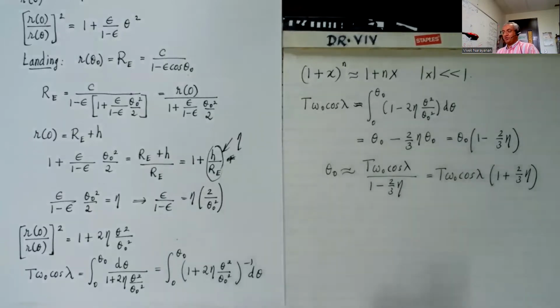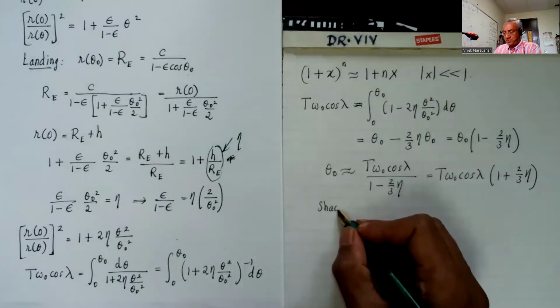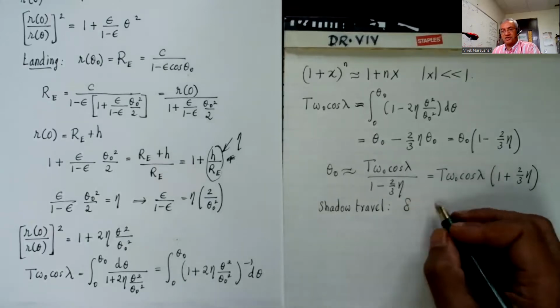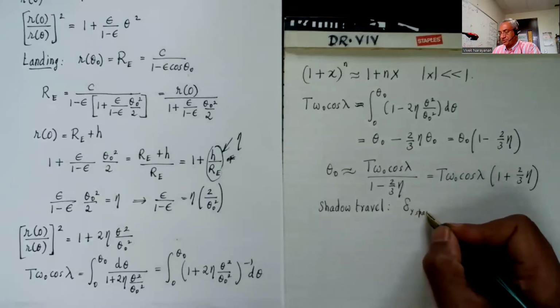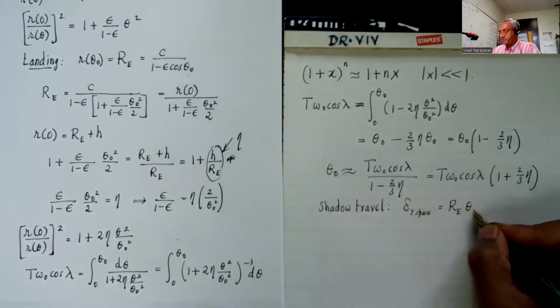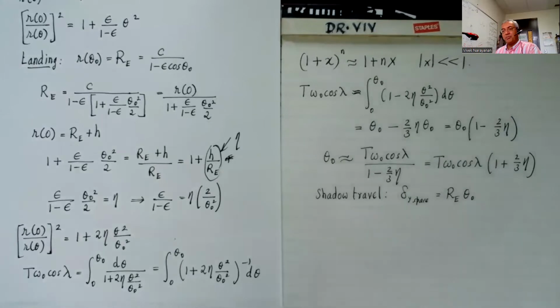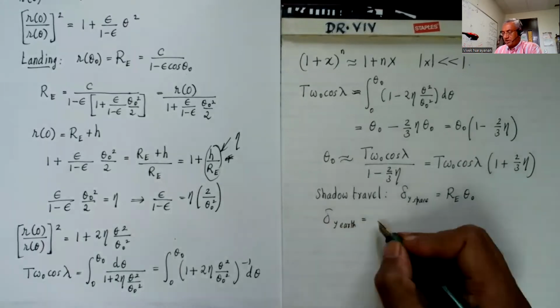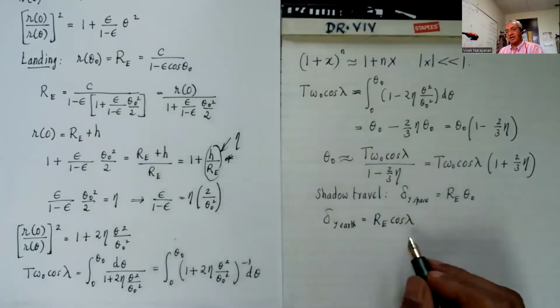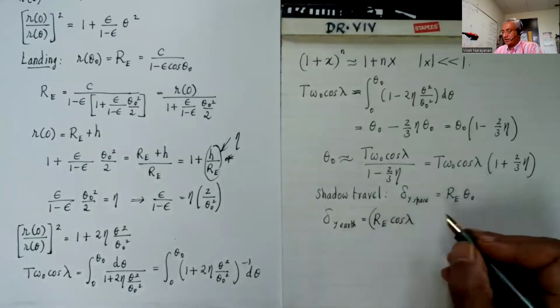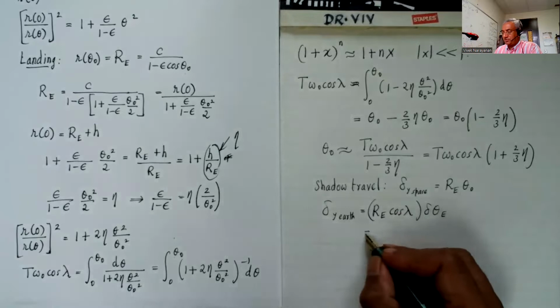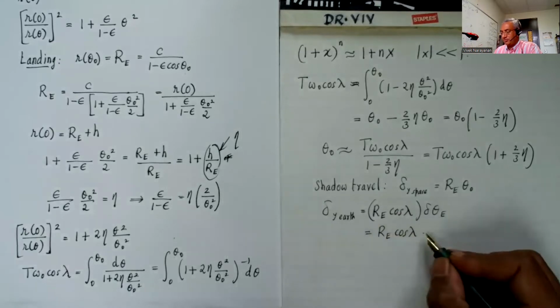Now, in that time t, how much has the particle traveled along the Earth's surface? Think of the shadow of the particle. So the shadow has traveled an angle theta naught. So we'll call that shadow travel delta y spatial. Well, that's just going to be the Earth's radius times theta naught. But meanwhile, the Earth itself has turned through a distance. So delta y Earth is going to be re cosine lambda, because the radius of the Earth at latitude lambda is re cosine lambda, and the Earth has turned by that distance, delta theta Earth. Well, delta theta Earth is just omega naught times the time of flight. So this is just re cosine lambda times omega naught times t.